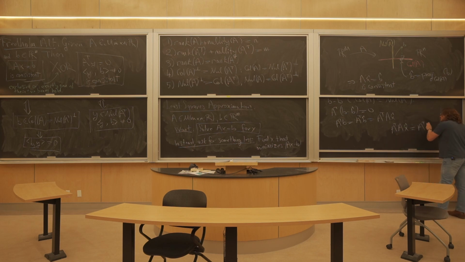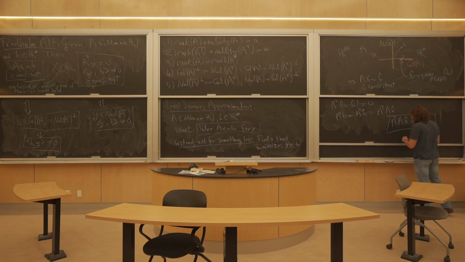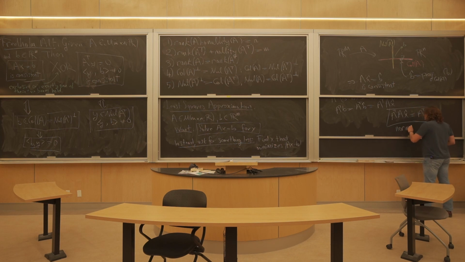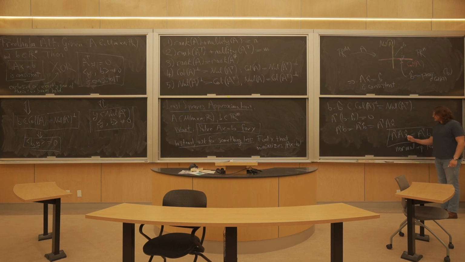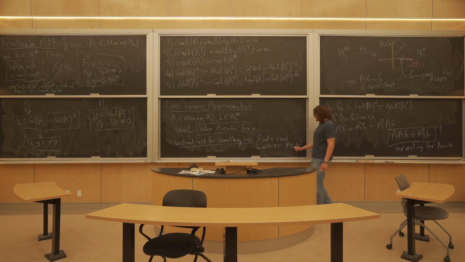This is a consistent equation because there's some x hat that solves this. And the solution to this is giving you the best approximation. Okay? So this is called the normal equation. This x hat is going to be the x that minimizes this distance. Let me not write it. Oh, I have time, I think. I have time. I'm writing it.